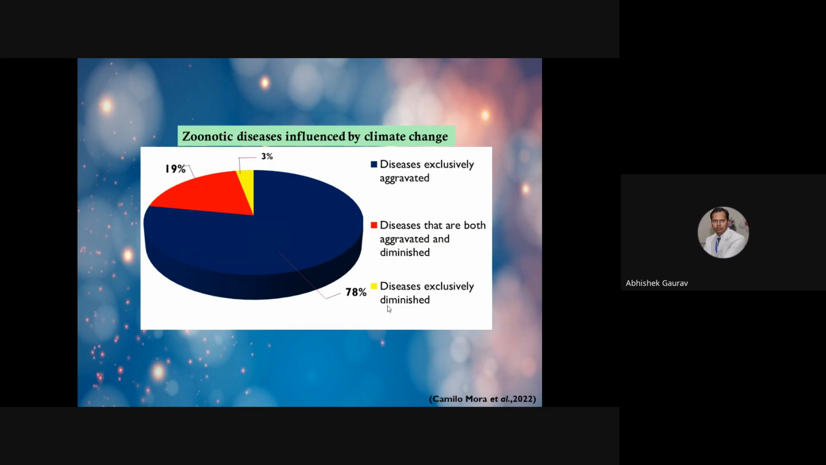Now, we can see that 78% of the diseases are aggravated because of climate change. We can see that its arrow is somewhat in the wrong place. 78%, that is the blue one, is showing the diseases which are exclusively aggravated, while 19% of diseases are both aggravated as well as diminished because of climate change. Only 33% are diminished by that.